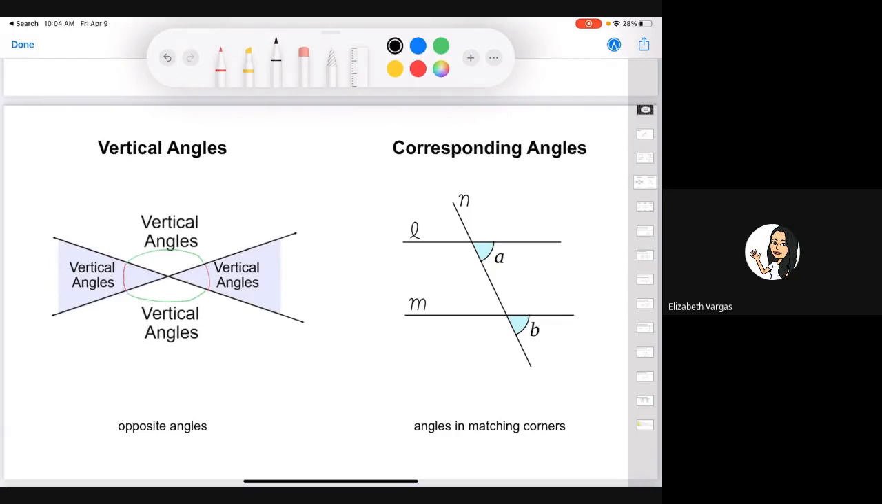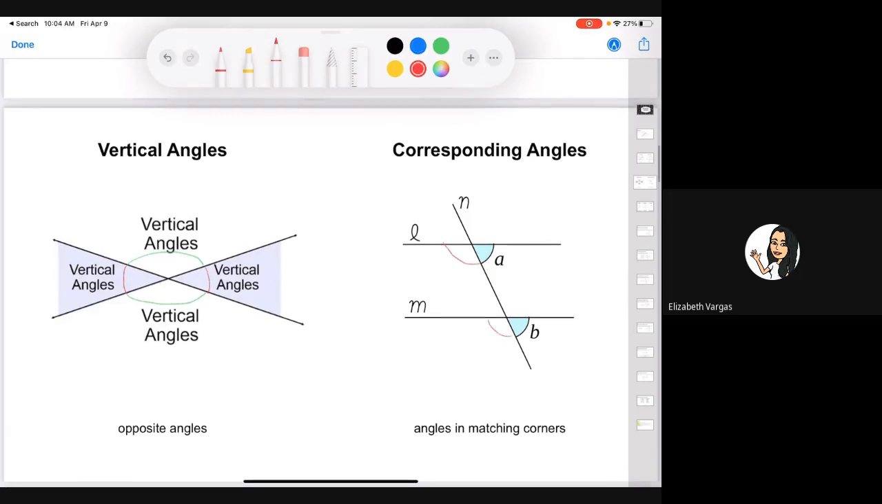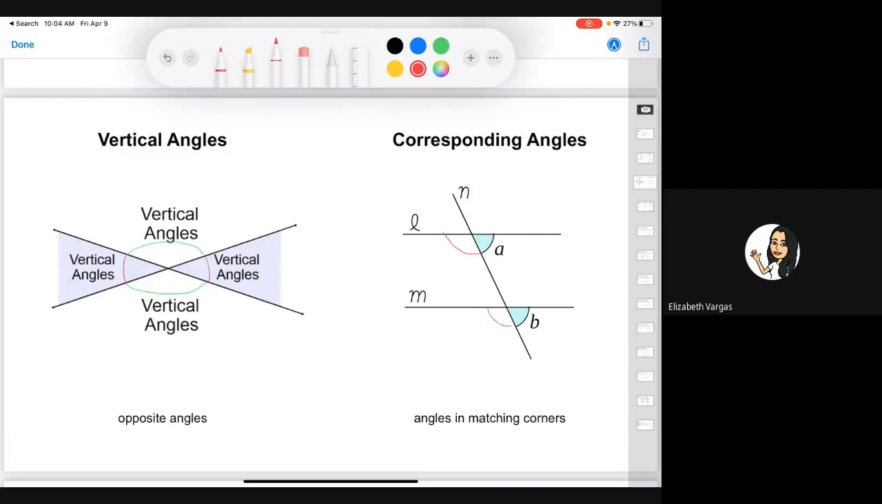Next thing we have is corresponding angles. Again, we have a line that cuts a pair of parallel lines. Line L and M in this instance are parallel, and N is our transversal. Corresponding angles are angles on matching corners. So A and B are on matching corners, so those are corresponding angles. This angle and this angle are on matching corners, so those are corresponding angles.